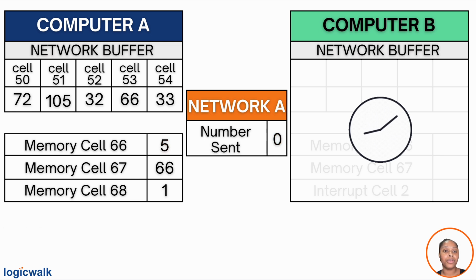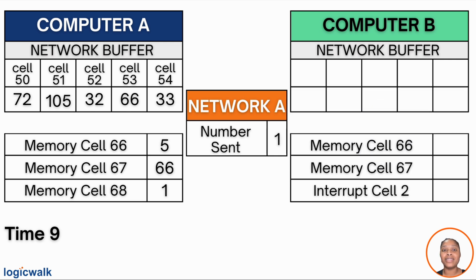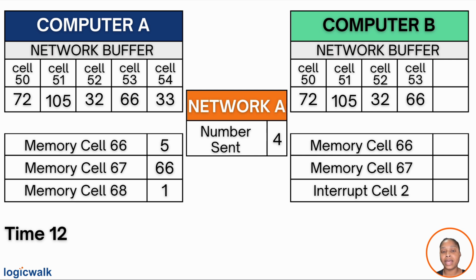At time 9, computer A's state hasn't changed. Network A increases number sent to 1, and computer B receives its first value, 72, the ASCII value for capital H in memory cell 50. Because number sent is still less than the data size, the process keeps going, sending each remaining character until number sent equals the data size.